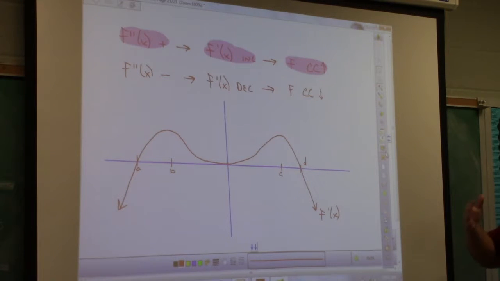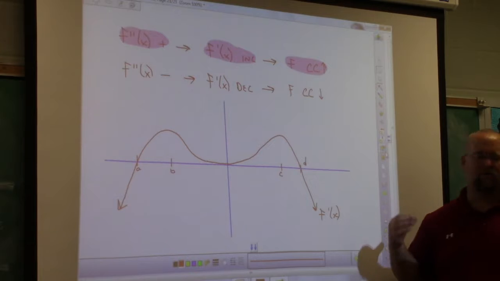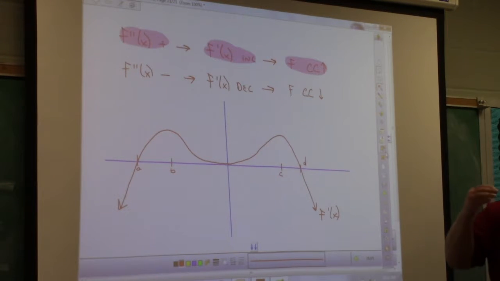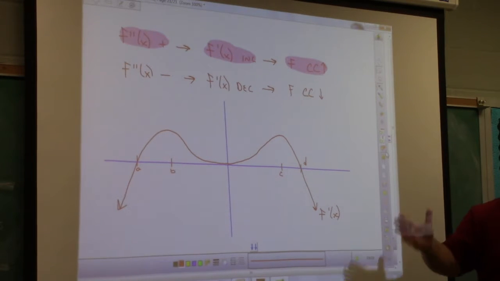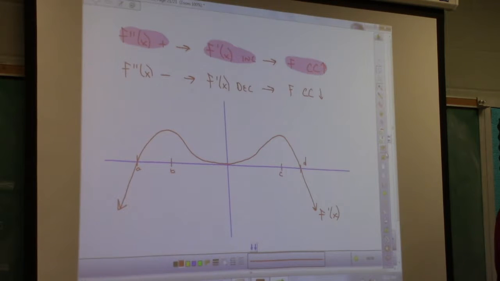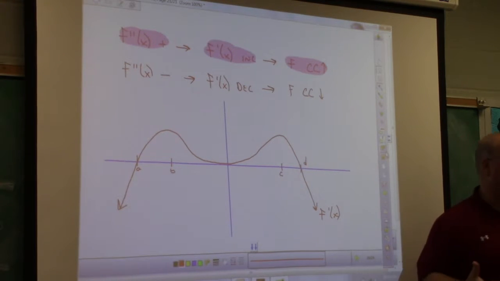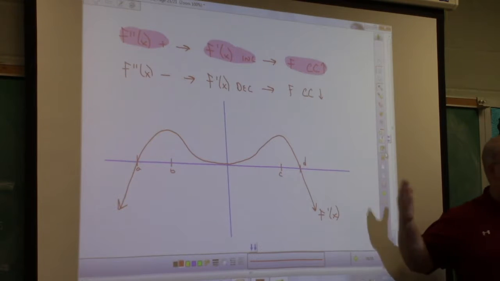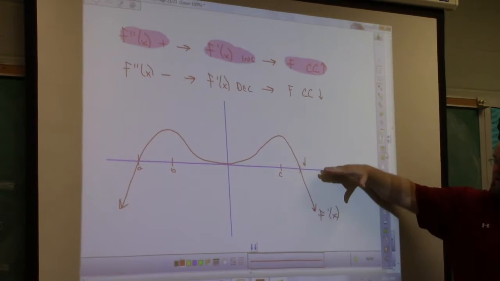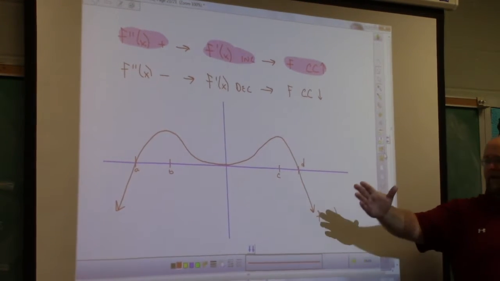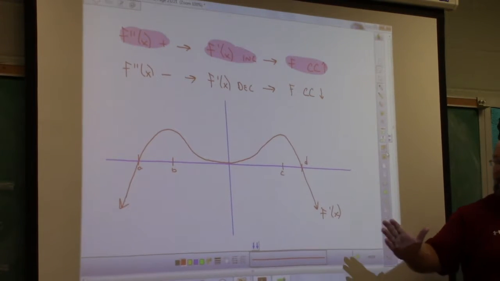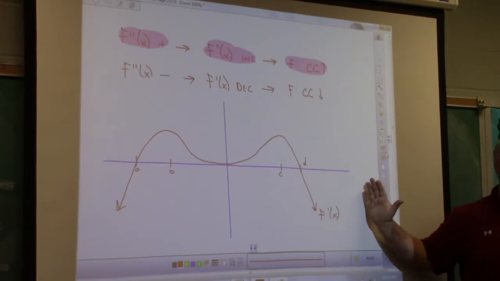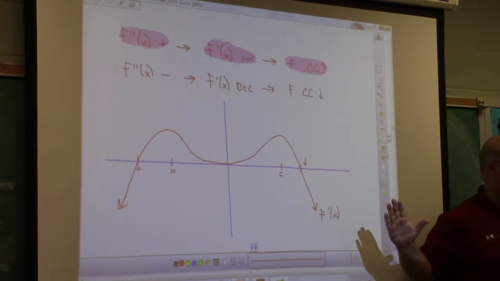So if I ask you to tell me where F is increasing, you would say that F is increasing from A to D because F prime is positive. Okay, we go with that? So be very specific. And then the other part of that, where would F be decreasing? F would be decreasing when F prime is negative. So where is F prime negative? From negative infinity to A and from D to infinity. You're good with that?